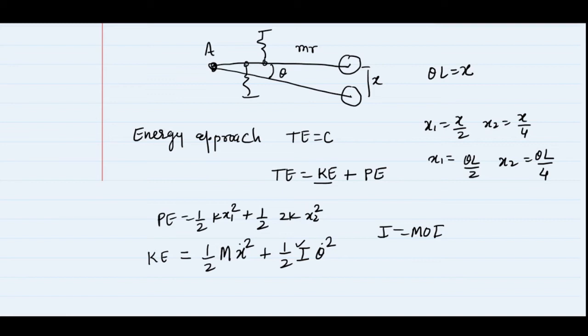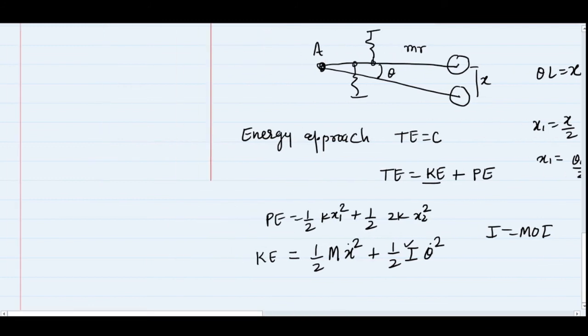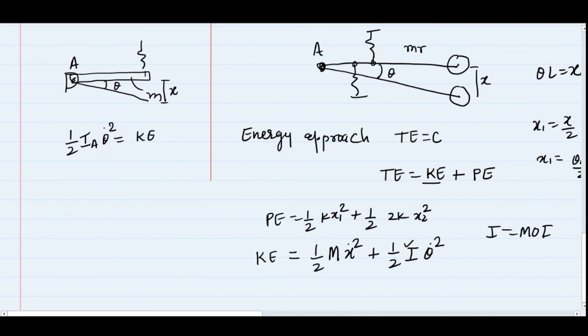Just consider that if the rod is rotating, for example I have a system where a rod is connected with a pin joint and there is a spring, and the rod has mass m. If it is exhibiting vibration and this end is moving by an amount x and I want to write the equation of motion for the system, I will simply consider half I, let this be point A, so half I_A theta dot square. This would be my kinetic energy of the system.